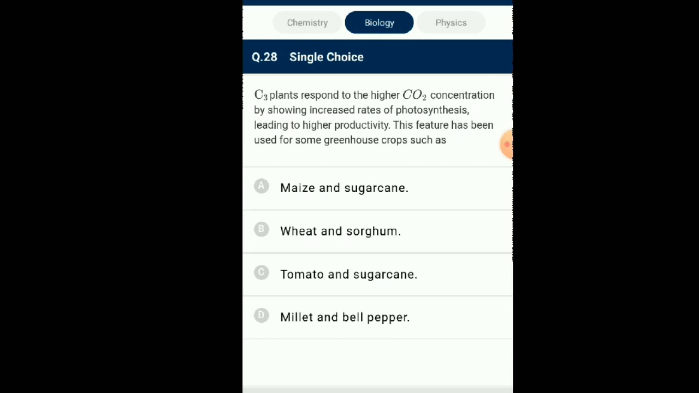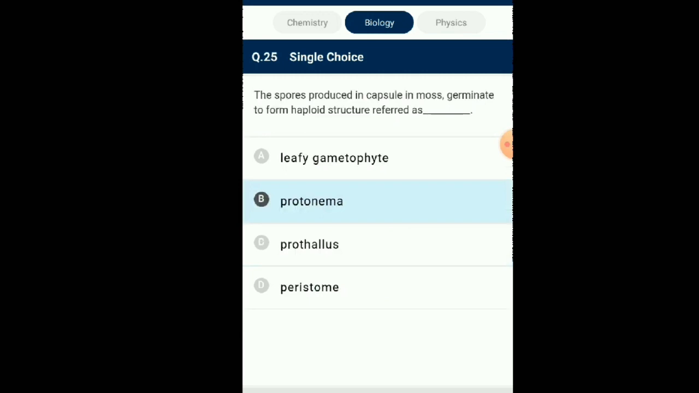The maximum carbon dioxide concentration at which photosynthesis takes place, but beyond which it does not increase, is called the saturation point. Very high concentration of carbon dioxide causes closure of stomata. As a result, the rate of photosynthesis decreases. So the answer for this question is option C, tomato and sugar cane. And D, protonema.